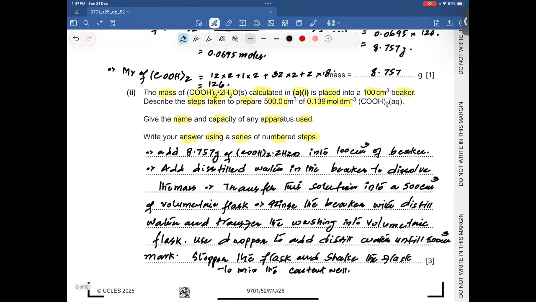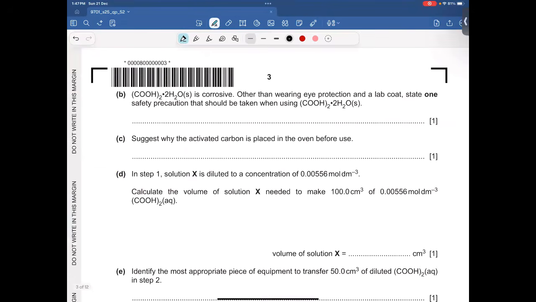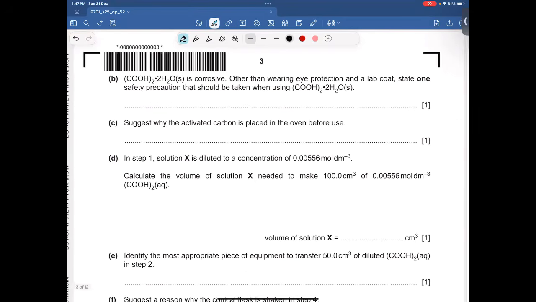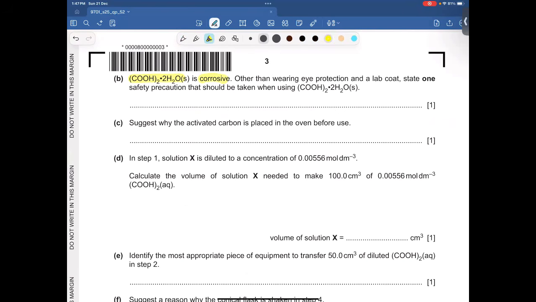Let's move on to the next page. Hydrated acid is corrosive. Other than wearing eye protection and lab coat, state one safety precaution that should be taken when using this compound. So use chemical resistant gloves or use nitrile gloves.